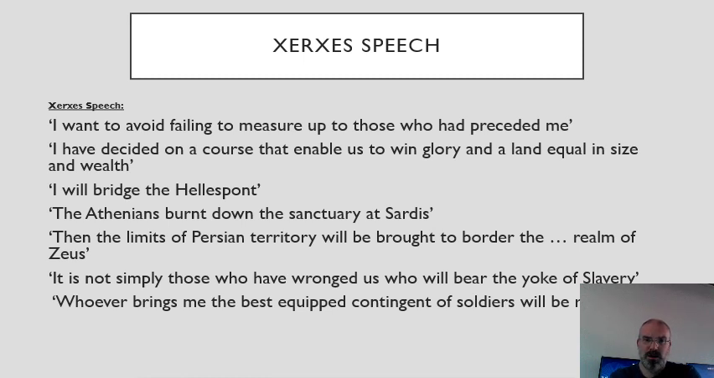He then makes the bold and staggering claim, I will bridge the Hellespont. The Hellespont is the stretch of sea between Turkey and, well, not quite modern-day Greece, because Turkey jumps into that European landmass, but it's the bit that goes from the Mediterranean up to the Black Sea, and it's the traditional dividing line between Europe and Asia, and it was the dividing line at the time. So bridging the Hellespont is a very, very strange thing for Xerxes to do.